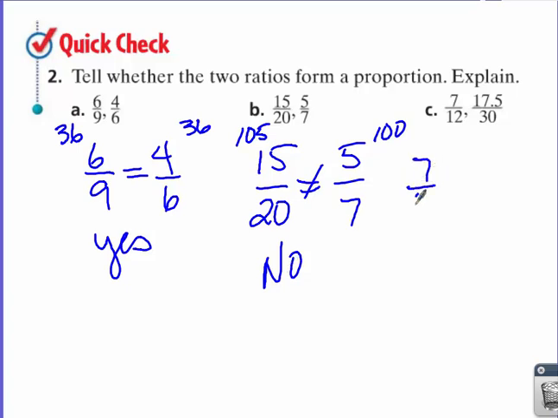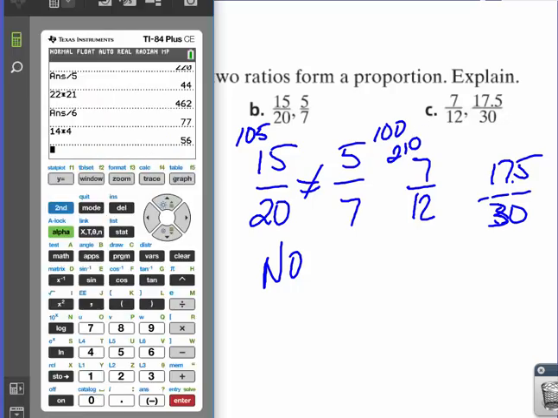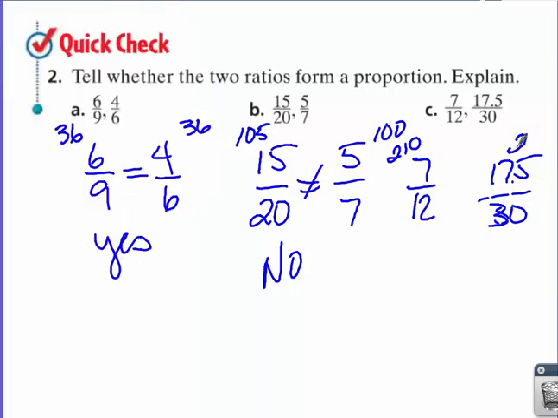So we've got 7 over 12 and 17.5 over 30. Okay, so I'm going to take the 30 and the 7, multiply that together, and get 210. I'm going to take the 12 and 17.5. We'll get my calculator out for that one. 12 times 17.5 equals, and we end up with 210. So does this make a proportion? Yes, it does.